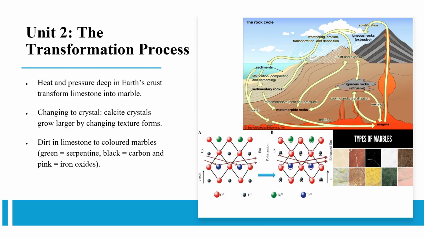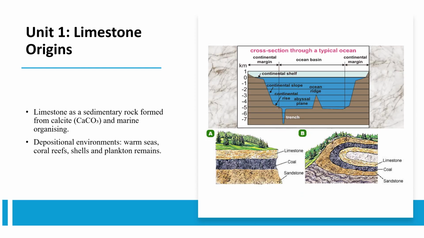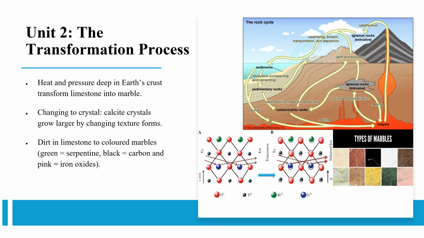Let's recap. Limestone changes into marble through heat and pressure deep in the earth. Calcite crystals grow larger and change texture, creating a beautiful, glossy marble. Different impurities in limestone lead to colorful marbles, like green, black, or pink. Quick check-in: what happens to limestone when it's buried deep inside the earth? What causes the colors in marble? This lesson helps students understand how transformed, or metamorphic, rocks form and introduces some cool aspects of marble's color origins.